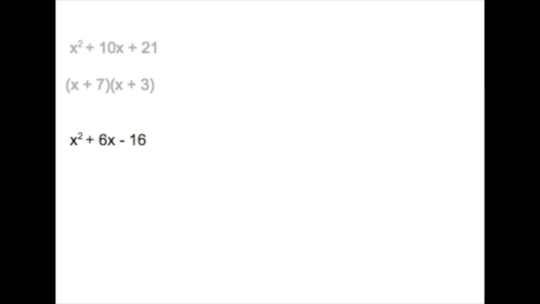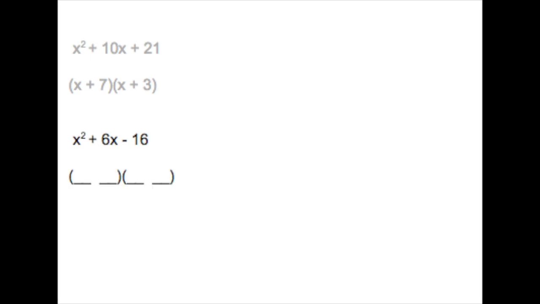Let's factor the quadratic expression x squared plus 6x minus 16. This is a quadratic expression because it is in the form ax squared plus bx plus c. We do not have an a value showing because it is 1. Again, we must first ask ourselves the question if we have a greatest common factor, which we do not for this quadratic expression. So, our quadratic expression will factor as two binomials.